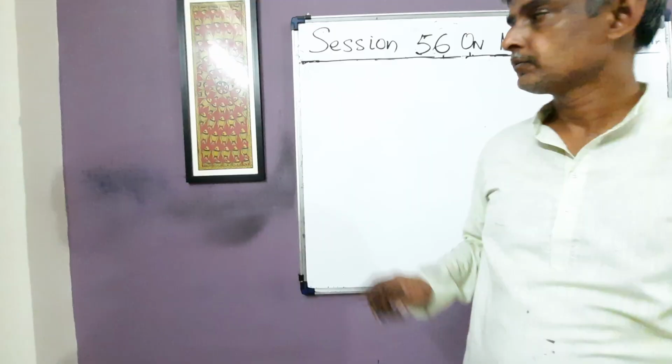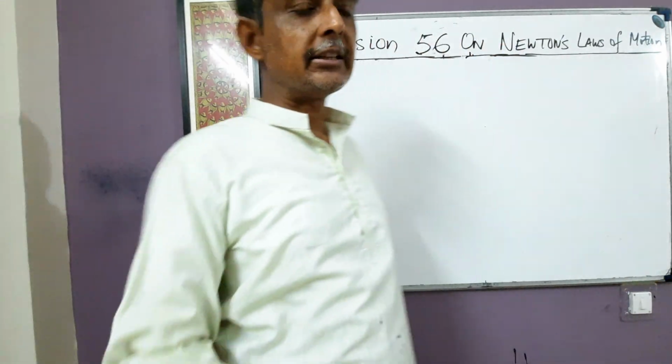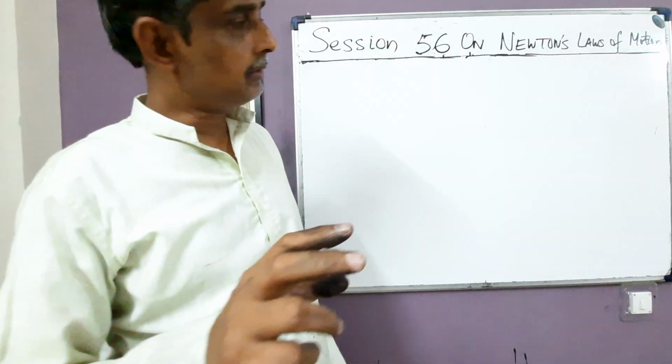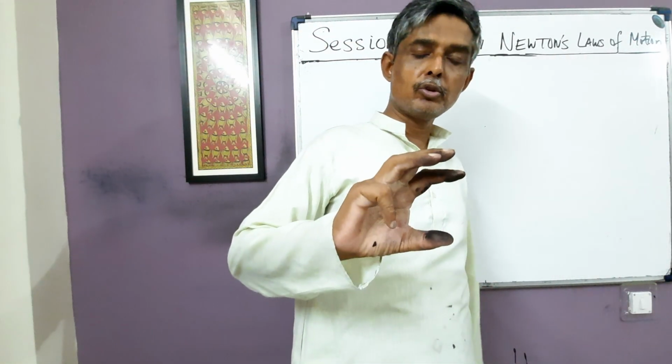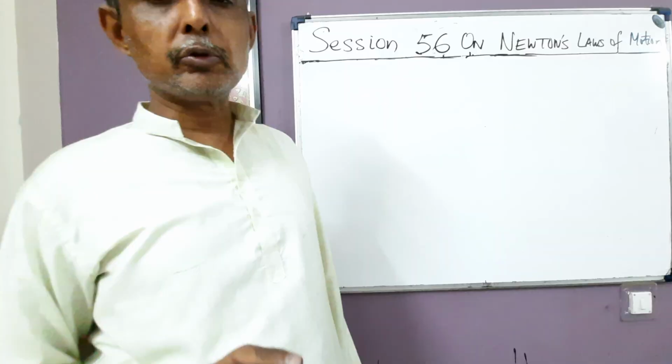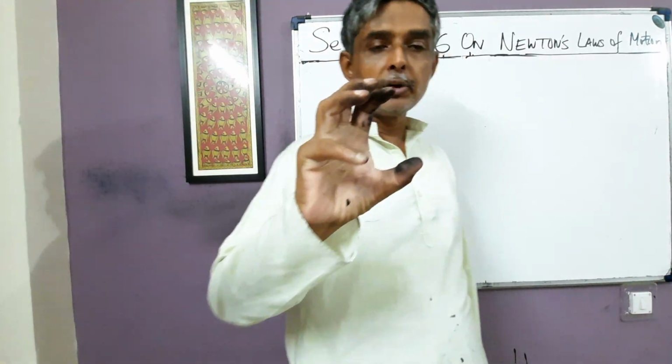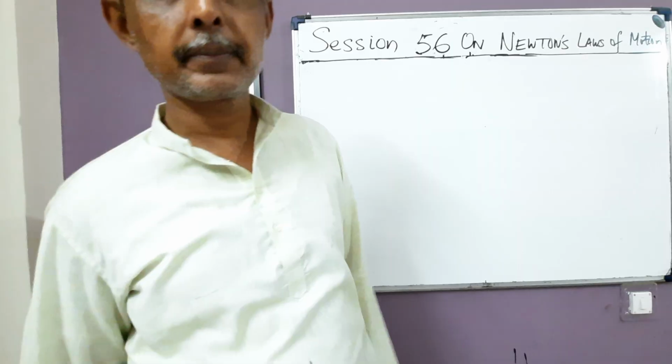So this is the 56th video on Newton's laws of motion. This is in continuation of the 55th video. In this video I'll take another numerical problem involving Newton's laws of motion and constraint theory, with the only difference that now all the pulleys will no longer be assumed to be massless.